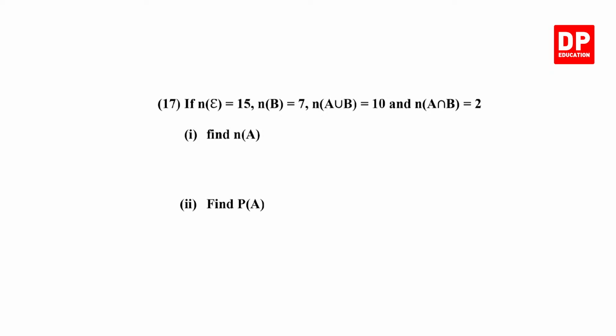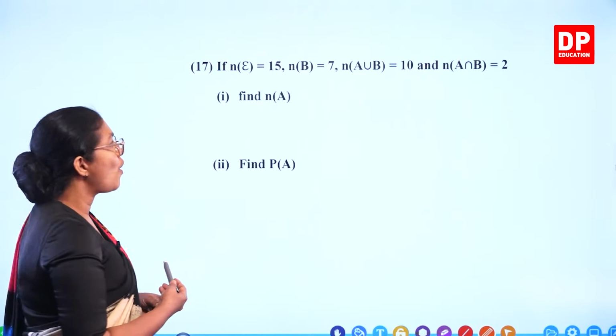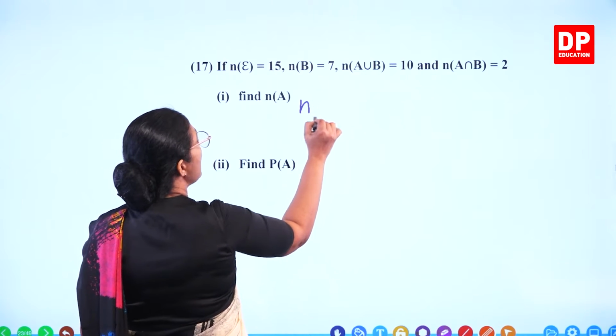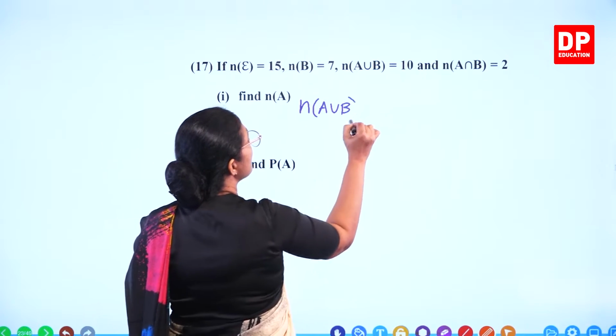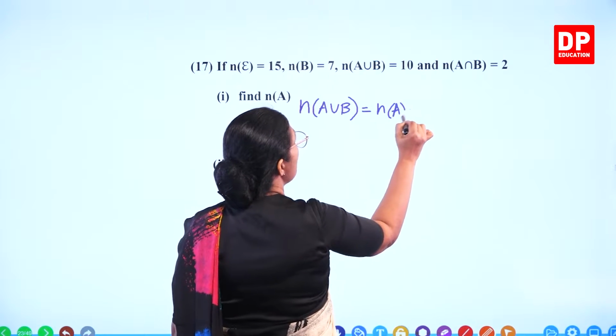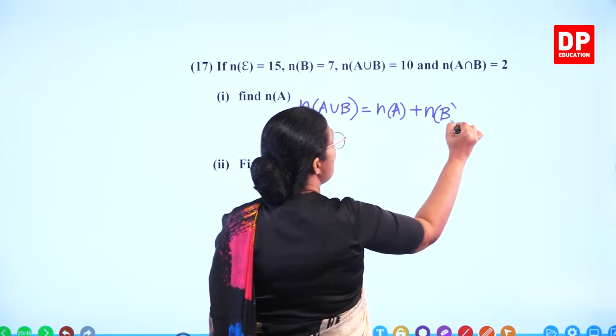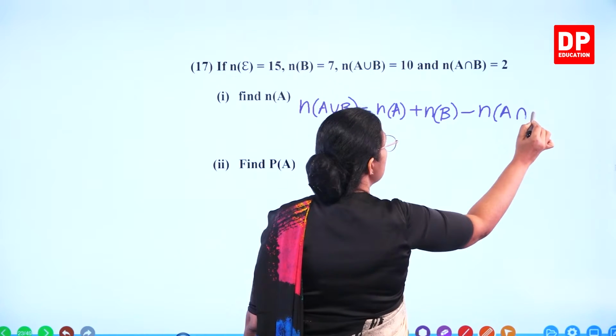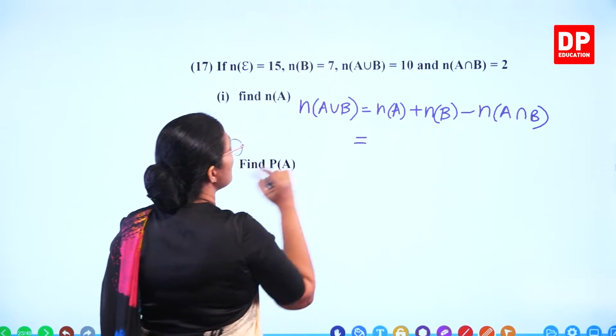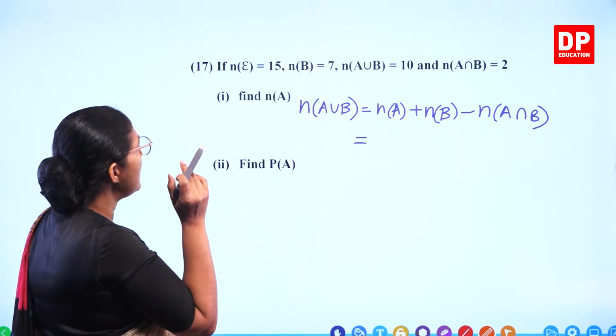Question number 70. In epsilon, the whole universal set, the number of elements in universal set is 15. Number of elements in B is 7. Union is 10. Number of elements in intersection is 2. Find NA. You can easily use the formula. What is the formula? N(A union B) is equal to N(A) plus N(B) minus N(A intersection B).